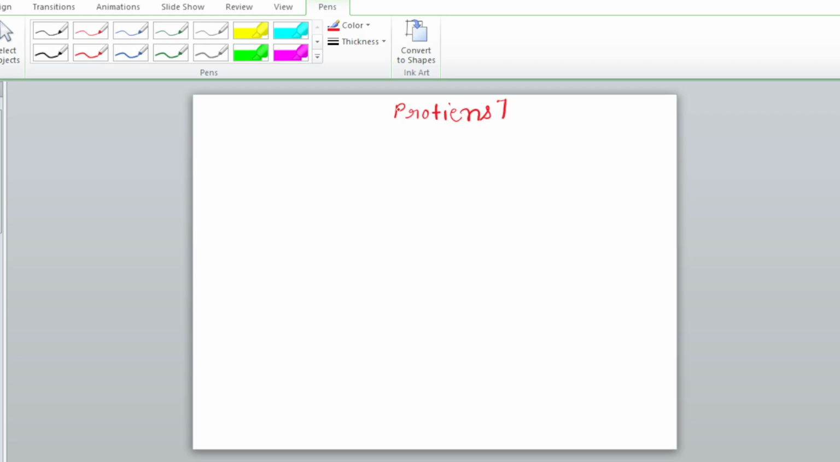Protein is a very important portion of any cell. If we are giving the definition, proteins are unbranched polymers of amino acids. Okay, let's understand this definition.